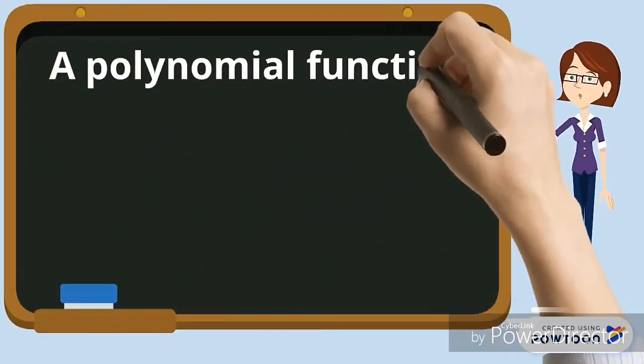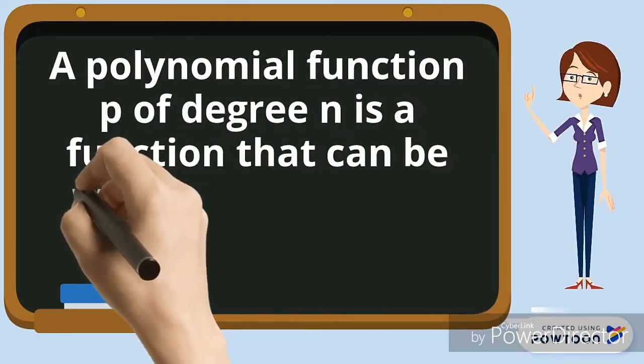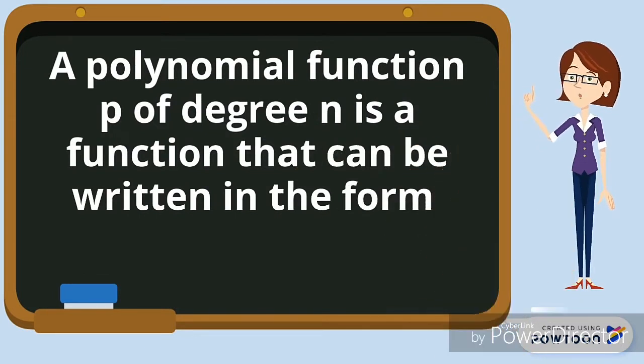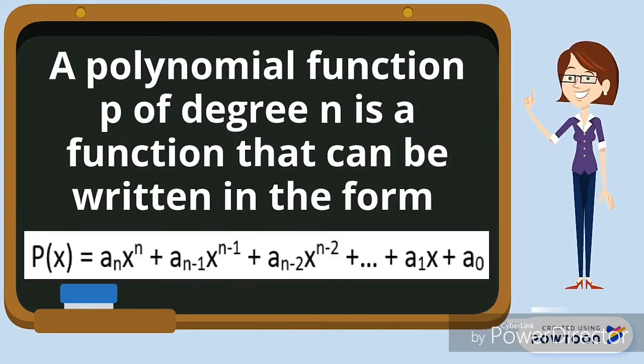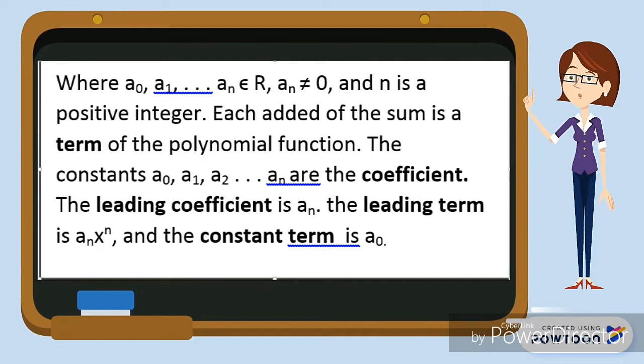A polynomial function p of degree n is a function that can be written in the form p of x is equal to a sub n x raised to n plus a sub n minus 1 x raised to n minus 1 plus a sub n minus 2 x raised to n minus 2 and so on until a sub 1 x plus a sub 0, where a sub 0, a sub 1 until a sub n are real numbers, a sub n is not equal to 0 and n is a positive integer.